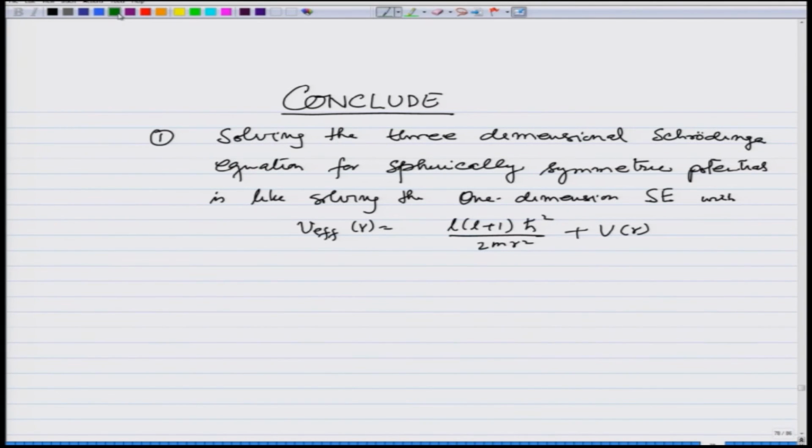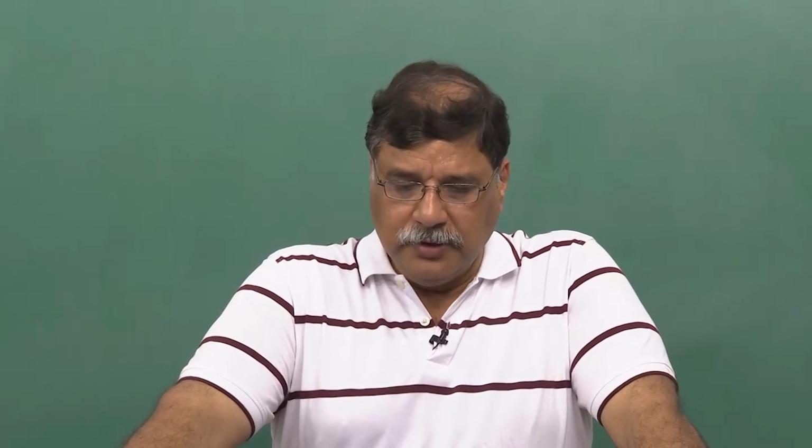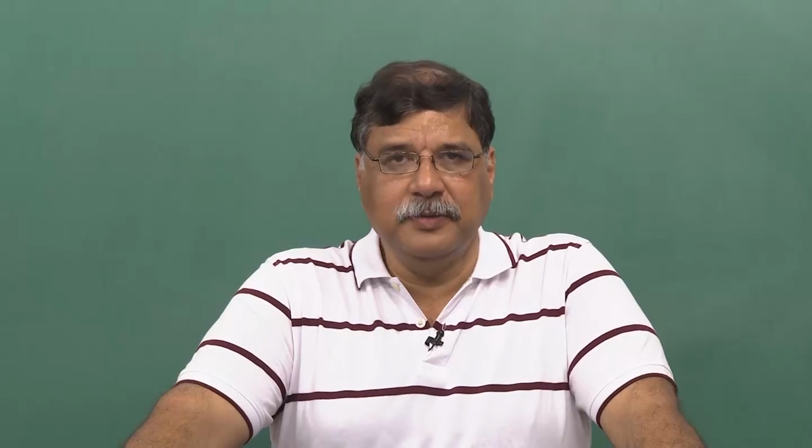And then the numerical technique therefore is exactly the same as for the 1-dimensional Schrodinger equation, and that is what I have discussed in this lecture. So, this concludes basically our discussion of solution of the Schrodinger equation for spherically symmetric potentials.